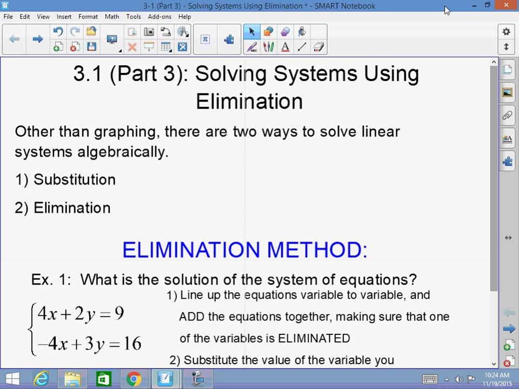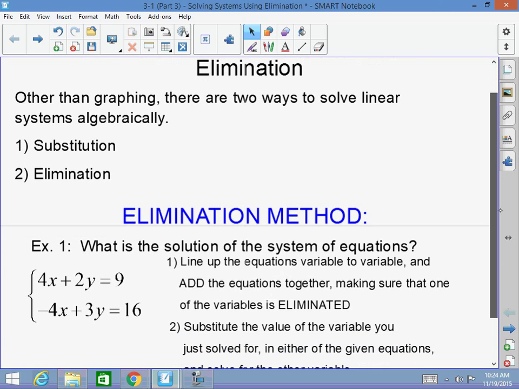Moore's Algebra 2 class. Today we're going to wrap up solving systems of linear equations. We already learned how to solve systems by graphing. We learned how to solve systems by substitution. And now today, I think by far the easiest method we're going to learn is elimination. All right? So let's just get right to it.